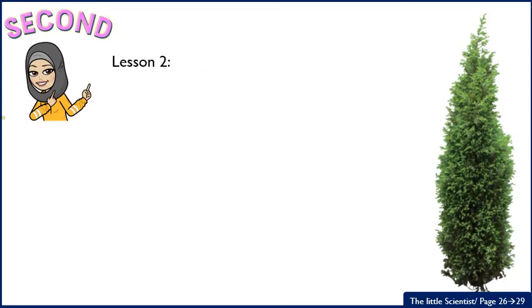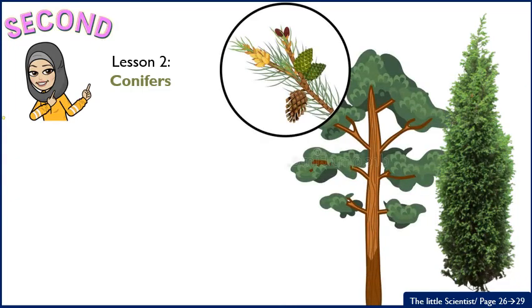What about conifers? Conifers are trees without flowers. They grow cones. Conifers are evergreen trees. They do not lose their leaves. And they have special kinds of leaves called needles. So their leaves stay green, do not fall, and look like needles.